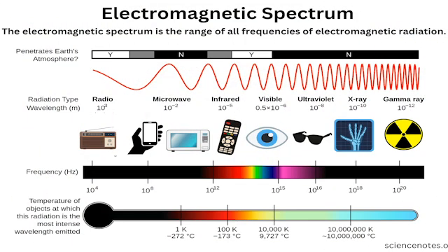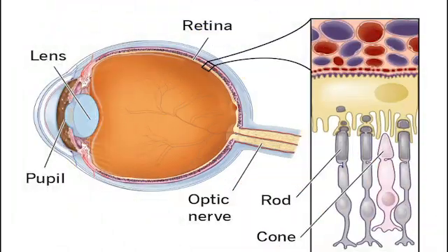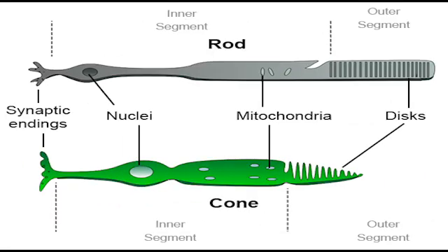I want you to understand that light is a form of electromagnetic radiation that travels in waves. When it enters our eyes, it undergoes a series of transformations that ultimately lead to the formation of visual images in our brain. The retina, located at the back of our eye, is where the magic of vision happens. It contains specialized cells called photoreceptors, which are responsible for detecting light and converting it into electrical signals that our brain can interpret. Within the retina, we have two types of photoreceptor cells, the rods and the cones.